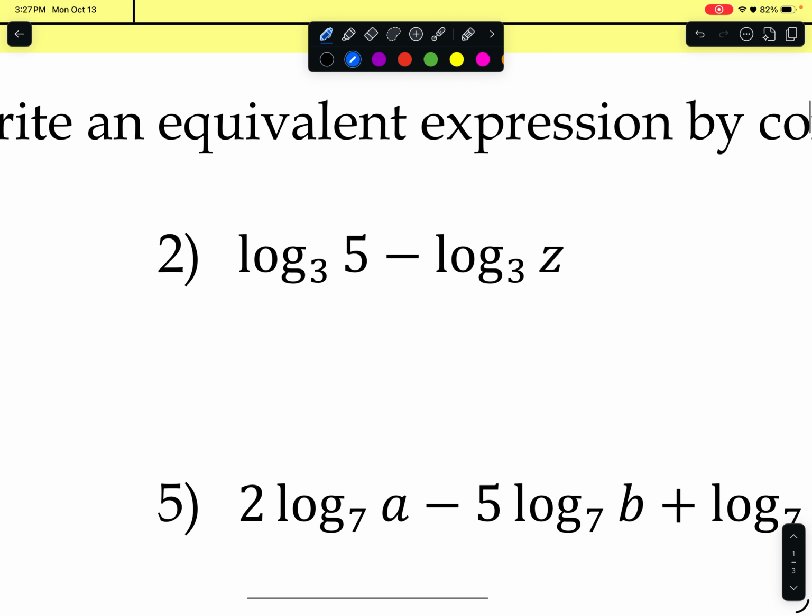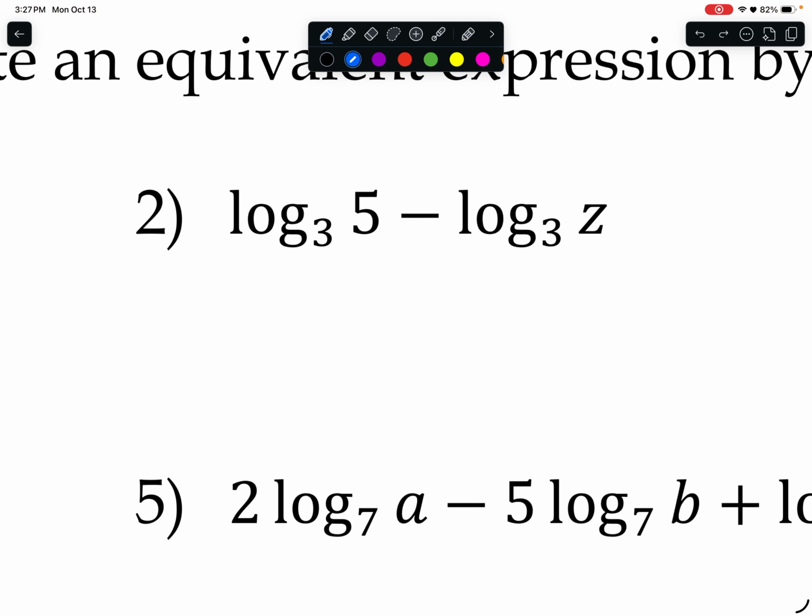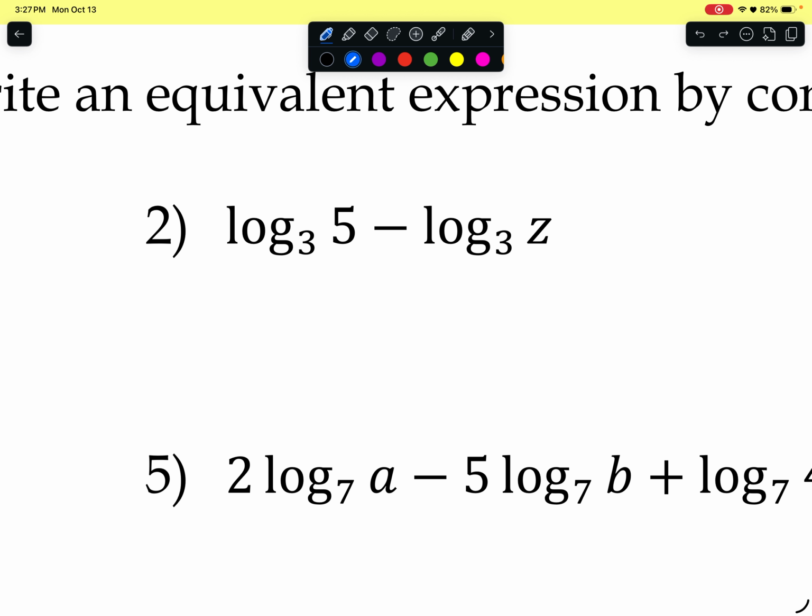Then number 2, I'm subtracting, and my logarithms have the same base, so because I'm subtracting, I'm going to condense by dividing them. So this is going to be log base 3 of 5 over z.